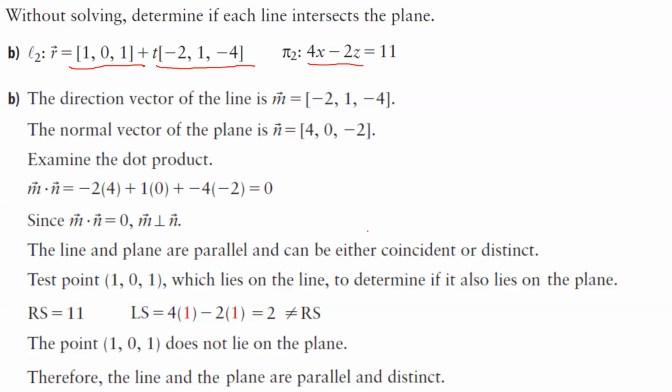So basically, if you have a line that is parallel or coincident with a plane, and you can find a point on the line that is not on the plane, therefore we know the line and the plane are parallel and distinct. Okay, any questions?